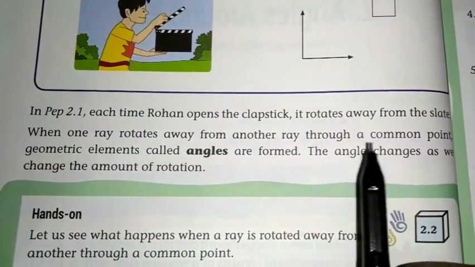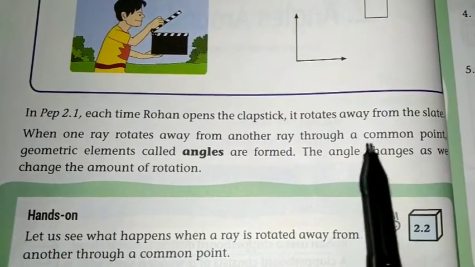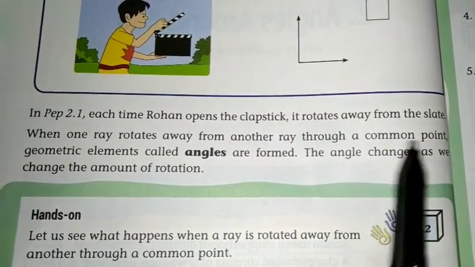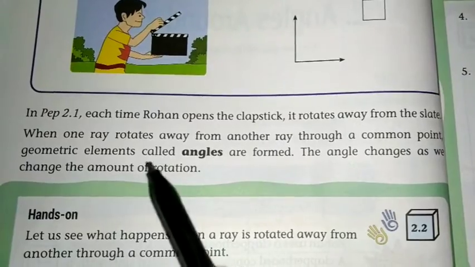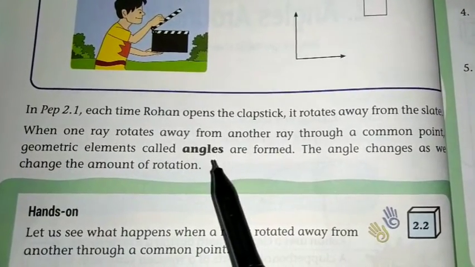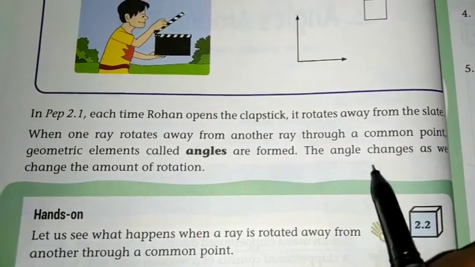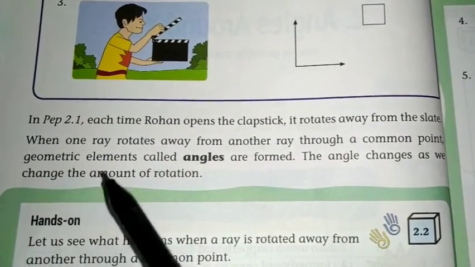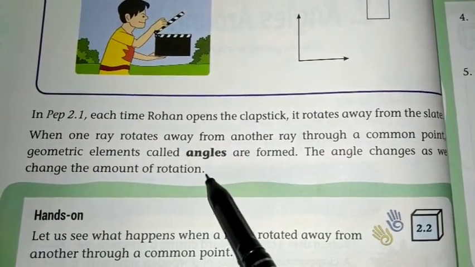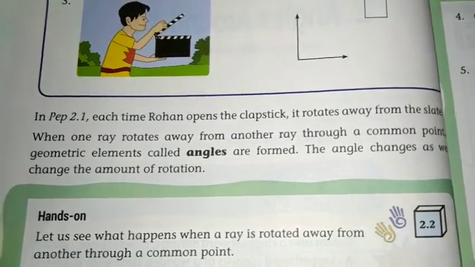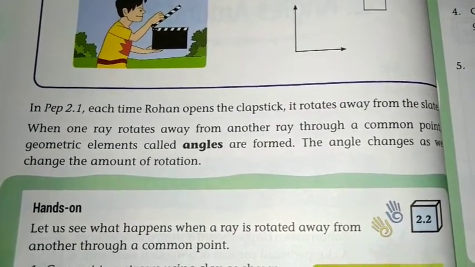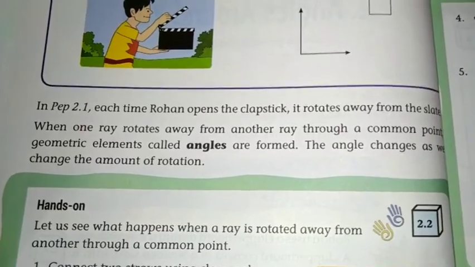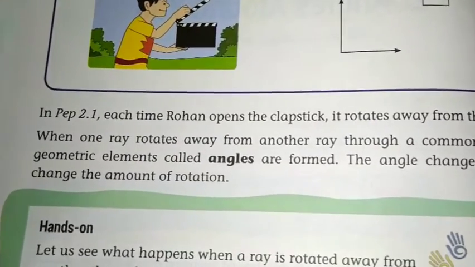The angle changes as we change the amount of rotation, which means when we rotate the clapstick from one point to another point using a common endpoint, then we get different types of angles. If you move a clapstick from one point to another point, we get an angle. Use your hand to find different angles.